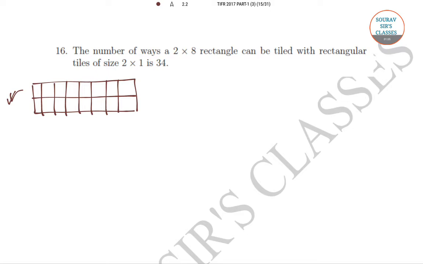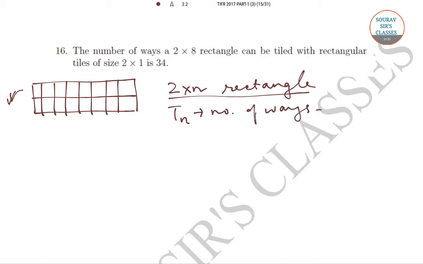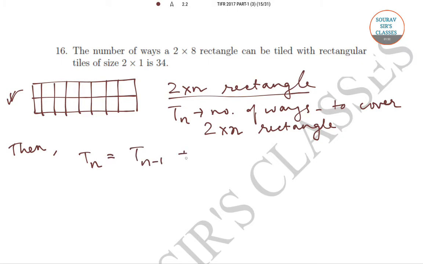Now let us see what we can do for finding out the result of the question. If we have a 2xn rectangle, then the number of ways of filling it up with tiles, if Tn is the number of ways to cover this rectangle, then Tn is equal to T of n minus 1 plus T of n minus 2.